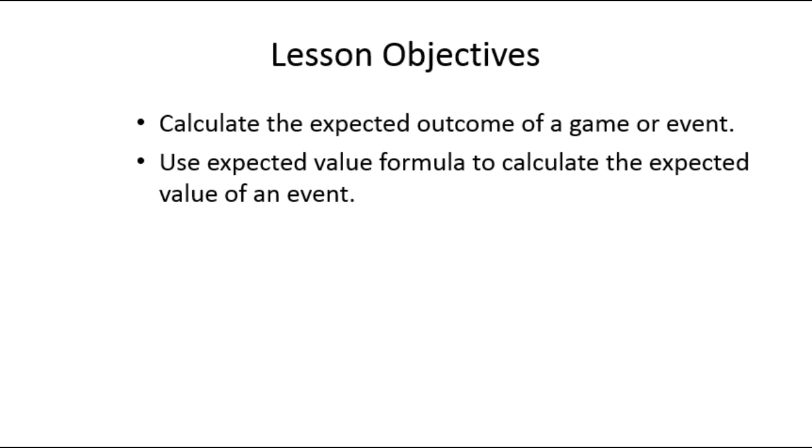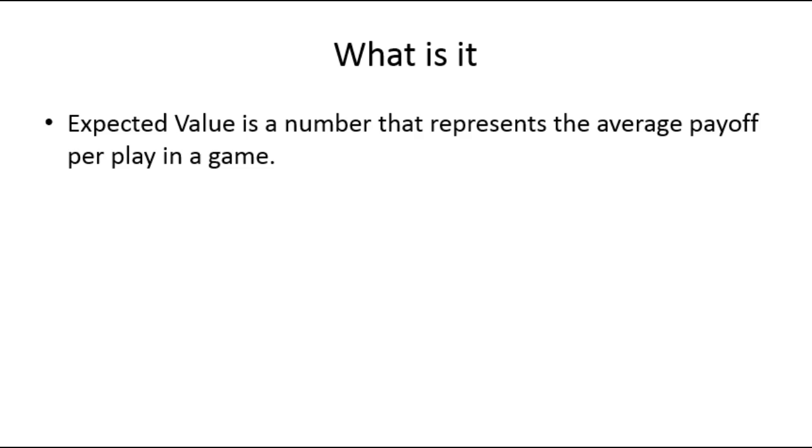to be able to determine what we expect out of a certain event. We're going to use a specific formula that will help us there. It's kind of a common sense formula. After you use it a while, it makes a little bit more sense than it does initially. But first of all, what is expected value? Expected value is a number that represents the average payoff for a specific game, if you will, or event.